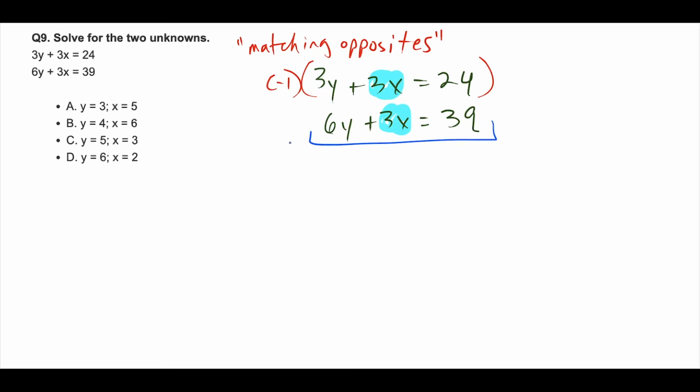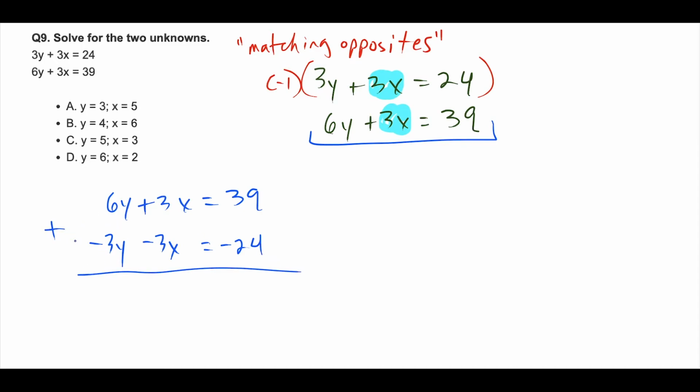So I'm going to take this equation here and just rewrite it. We've got 6y plus 3x equals 39. But if I multiply the top equation by -1, now I have minus 3y. -1 times 3x is minus 3x. And -1 times 24 is -24. So what I could do now is I could add these equations together.